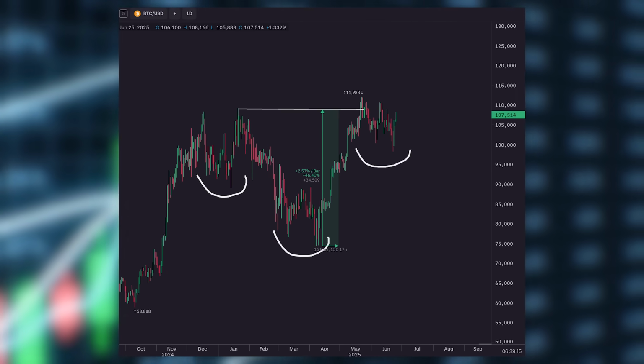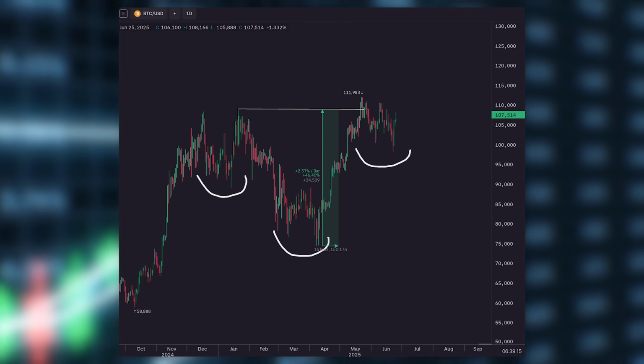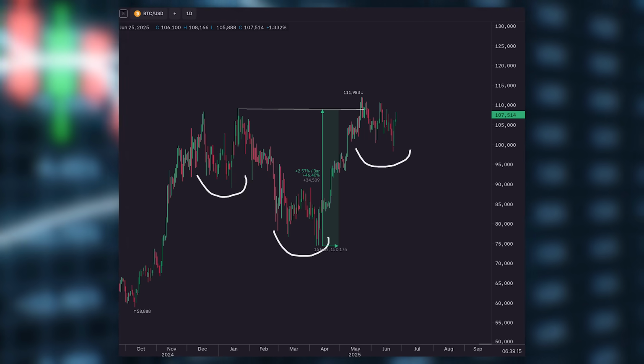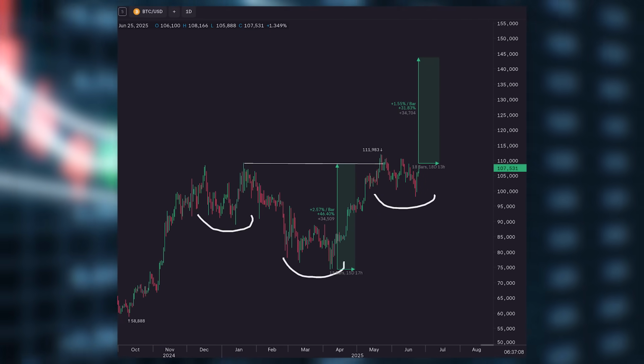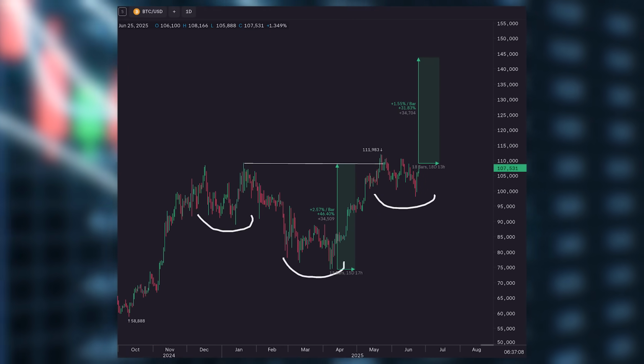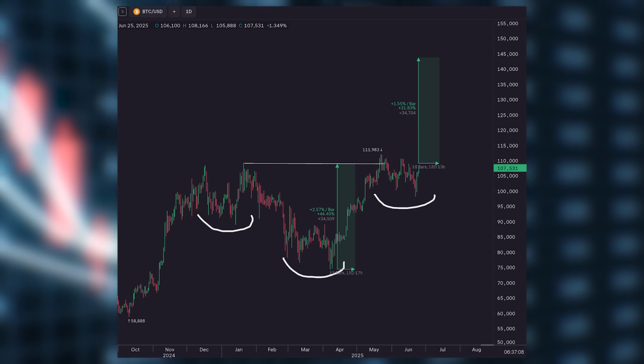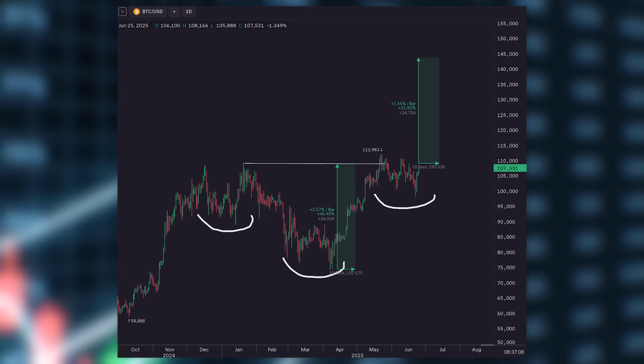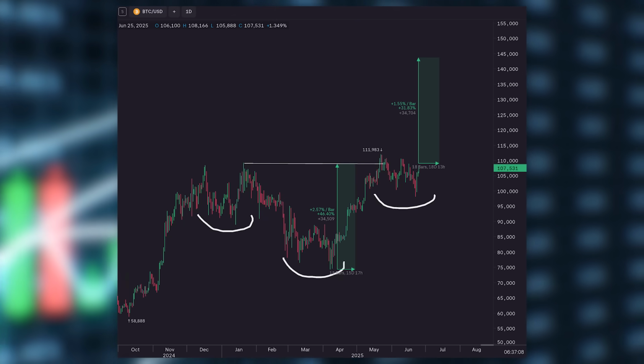Now, when we do our measurements, there's a $34,000 increase from the bottom of this head to the neckline. And when we project from the neckline up, that's going to give us our price target for the breakout of this pattern that's been forming for basically 6 months now. And we are going to arrive at a price target of $143,000, which is logical. I could see everybody expecting 150, whales dumping in the early 140s, starting to take profits. I could see that.